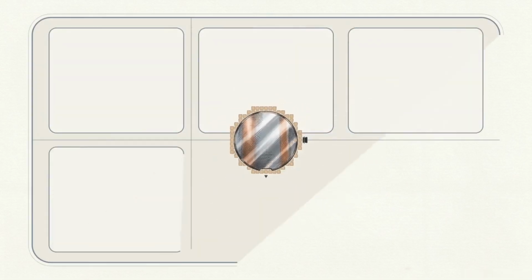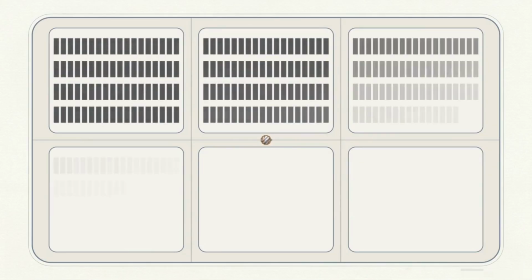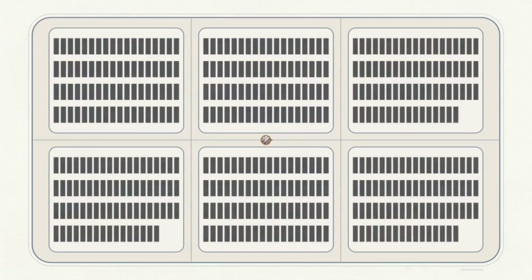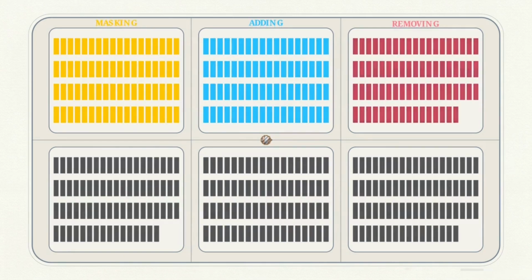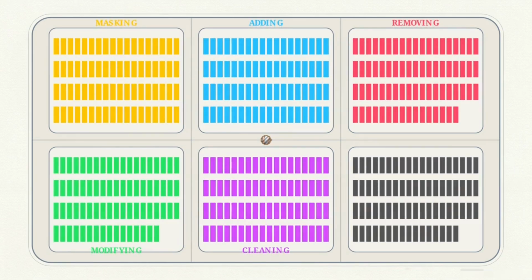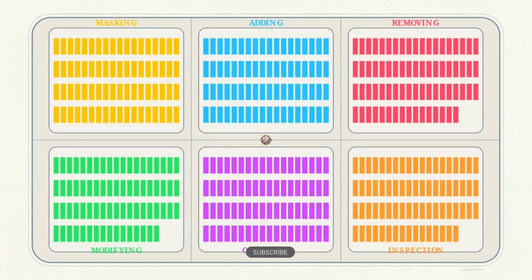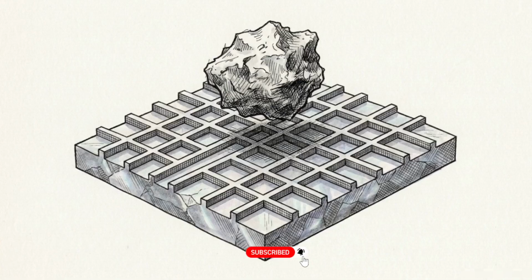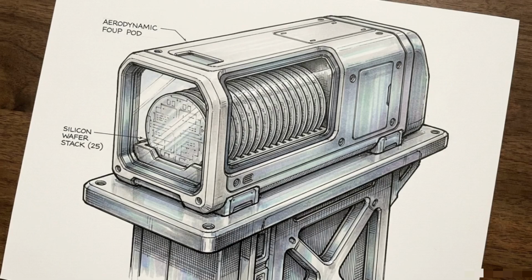This schematic maps out the cleanroom floor. To execute the 940 process steps required for a finished wafer, the factory relies on an array of 435 specific tools, categorized into 6 distinct functions like masking, adding, and removing material. Because human breath or a single stray dust particle can ruin a nanoscopic pattern, wafers are moved in isolated stacks of 25, using sealed containers called front-opening universal pods, or FOUPs.